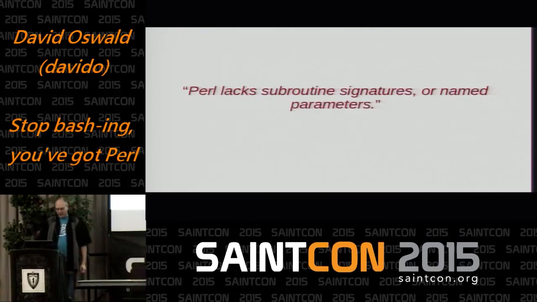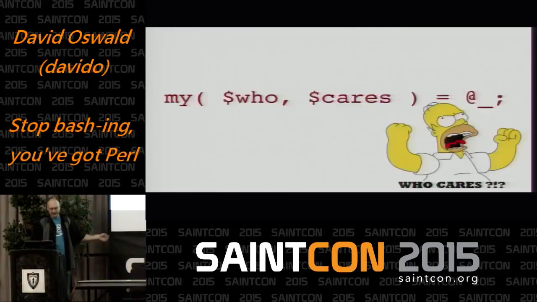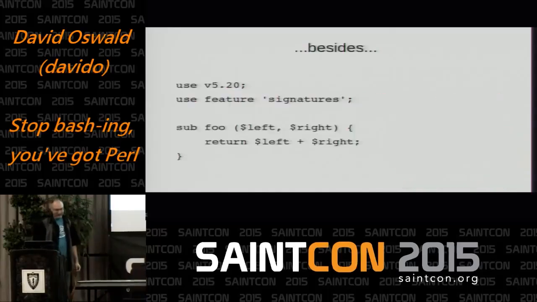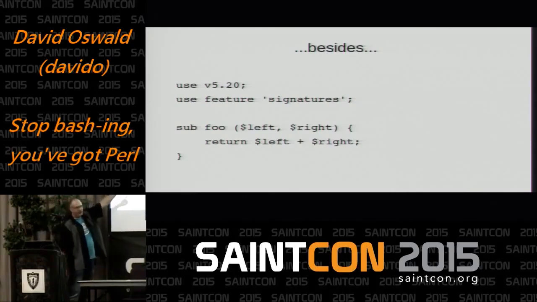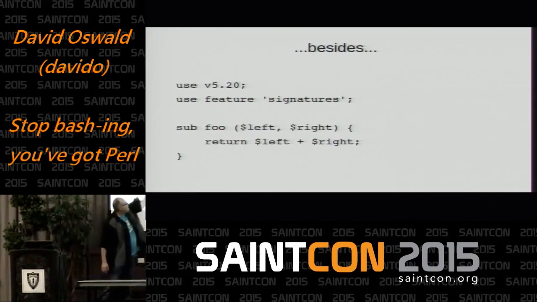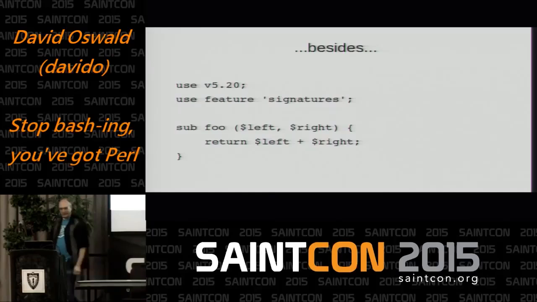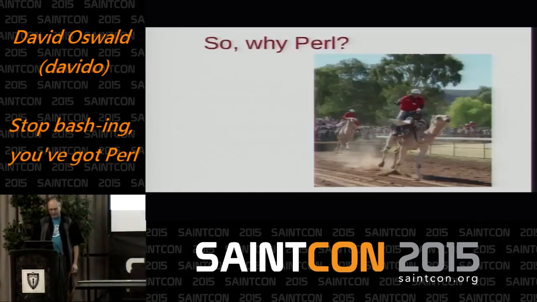You may have heard, Perl lacks subroutine signatures or named parameters. Okay, but who cares? This is Perl. This is a different paradigm from whatever other language you're coming from. So let's not get hung up on that. And besides, starting in Perl 5.20, you can actually use a feature called signatures, and you can define your subroutine signature. So we can dismiss that one. That still leaves us with the question of why Perl? Why we're here talking about Perl today.